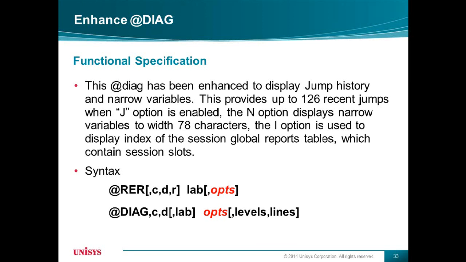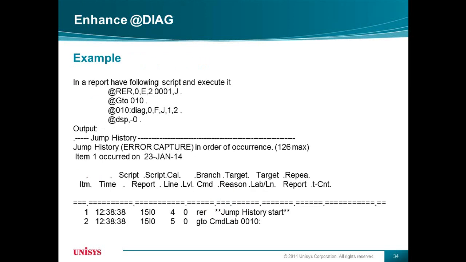The next slide demonstrates the usage of the J option along with the RER and the @diag. Note we have given an option for @diag with 0, F. That's the option to specify the jump history information. The below output just shows the jump history information that has been called from the label.